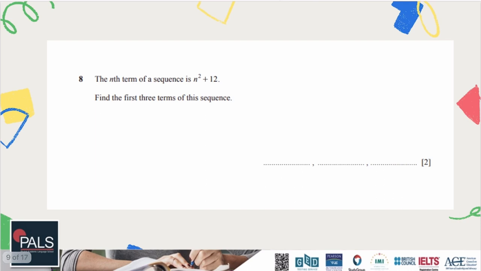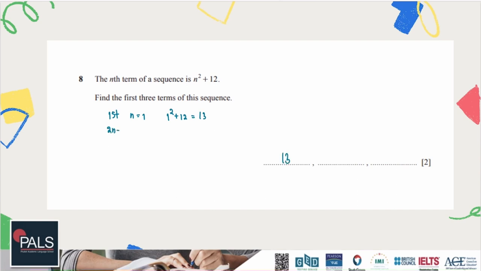Number 8, in terms of the sequence is n squared plus 12. Find the first 3 terms of this sequence. So find the first term. We will substitute n by 1 in this formula. So 1 squared plus 12 is equal to 13. This is the first term.